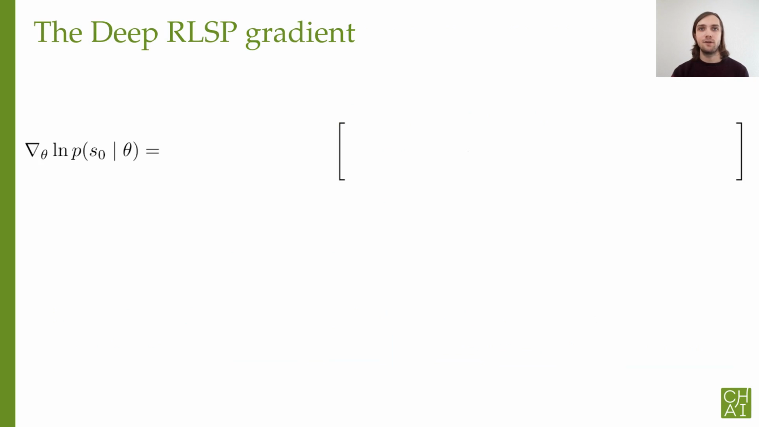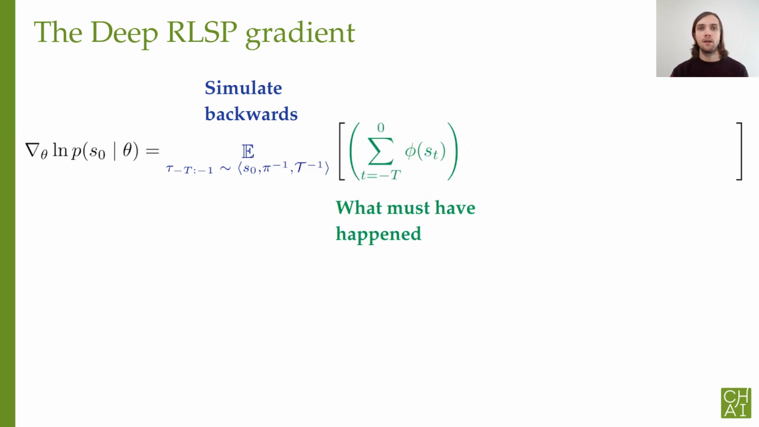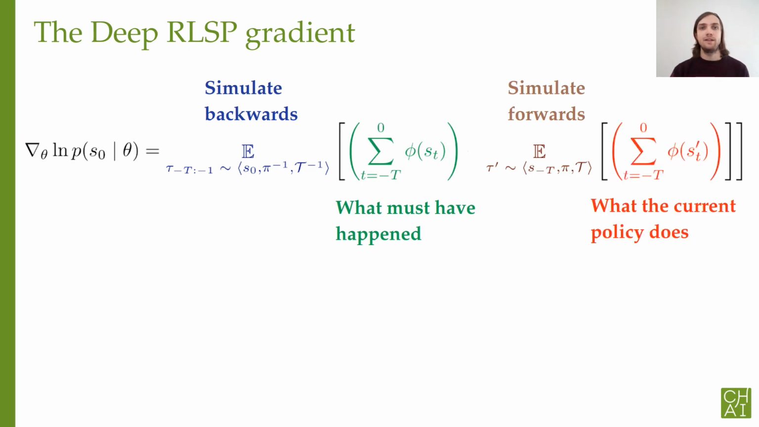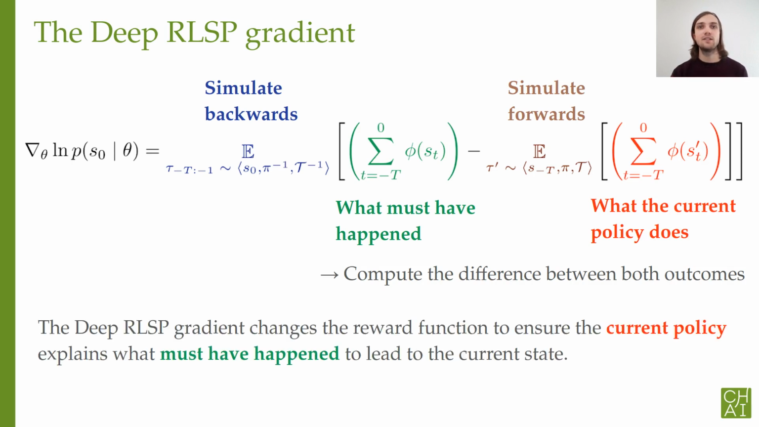To infer preferences from an initial state S0, we use gradient ascent to maximize the likelihood of S0 given a reward parameter theta. Intuitively, we compute this gradient in 3 steps. First, we simulate trajectories backward in time from S0 to determine what must have happened before. Then we simulate forward from the last state of these backward trajectories to determine what our current policy does. Finally, we compute the difference between the backward and forward trajectories, which gives us a gradient that changes the reward parameter theta in order to ensure that the current policy explains what must have happened before S0.